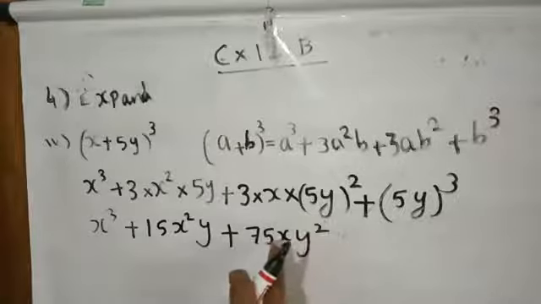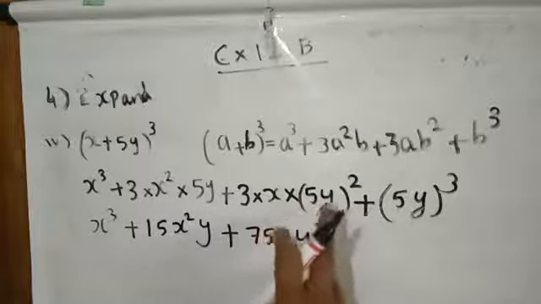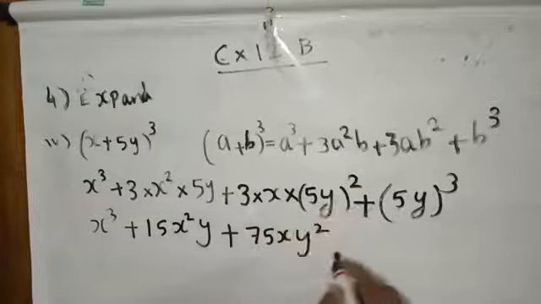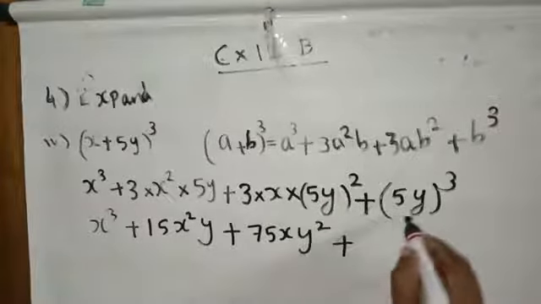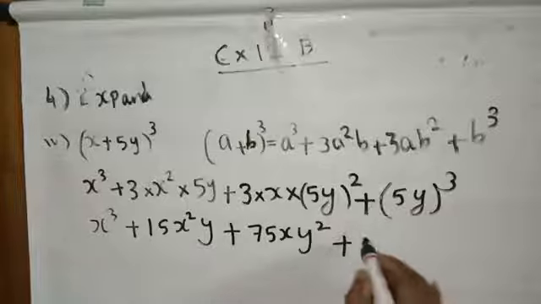If you want, you can add extra step. 5y the whole square is 25 y square. 25 into 3, 75 y squared. Plus 5 cube, 5 into 5 into 5. What is 5 into 5? 25.